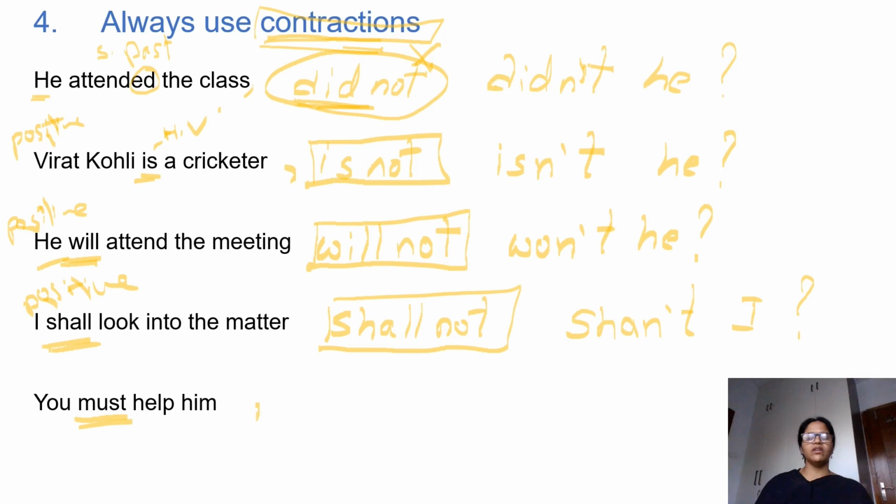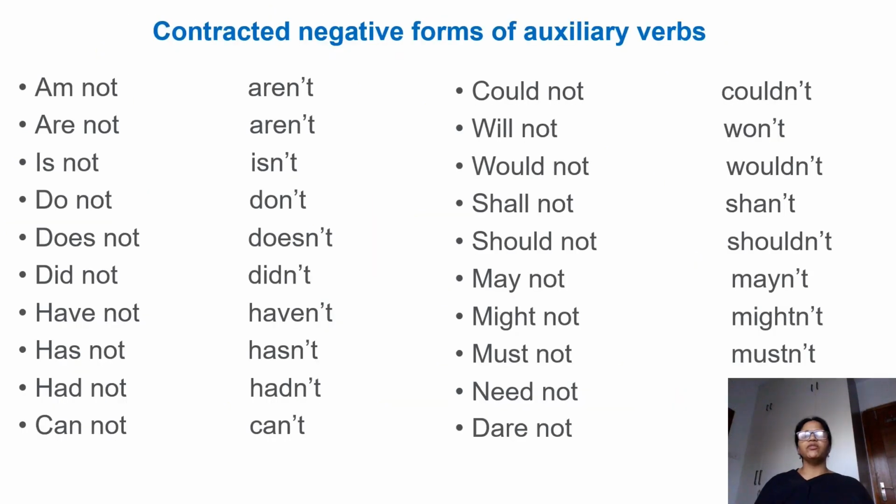You must help him. Must is the auxiliary verb. Let's see whether the statement is positive or negative. Do we have any negative words in it? No. So the statement is positive, and a positive statement needs a negative tag. To make a tag negative, we need to add "not". Clear? And must not, contraction is mustn't. Mustn't you. So sometimes we may get confused about how to write the contraction of the negative form of auxiliary verbs. So here is the list.